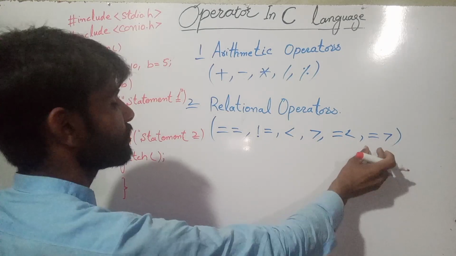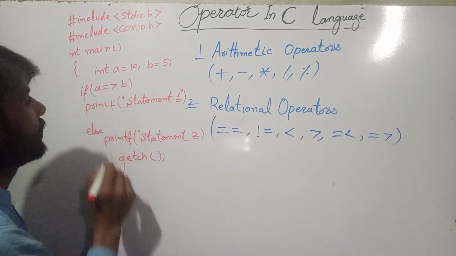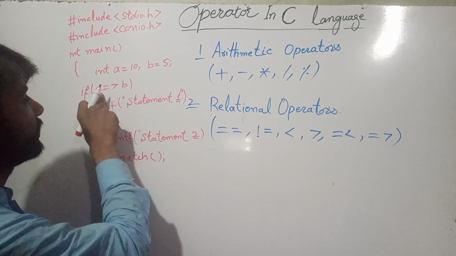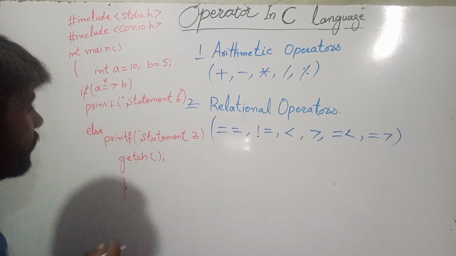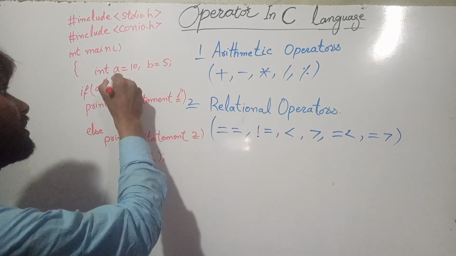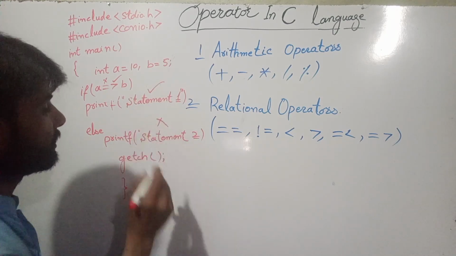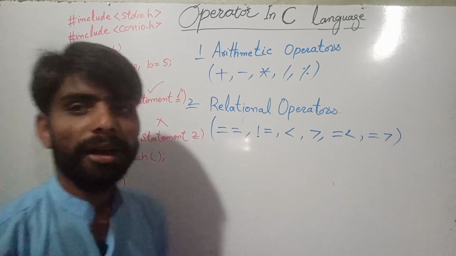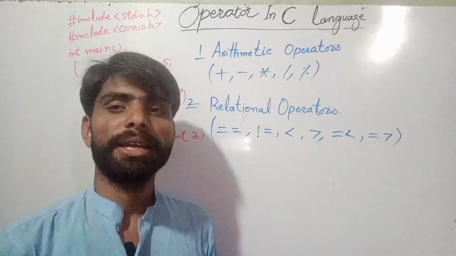And the last operator is equal or greater than. Equal or greater than also means two conditions. The first condition is that a is equal to b. This is wrong, right? And a is greater than b. This is true. So now this statement will be executed and this statement will be skipped. I hope you got it all about relational operators, how they work in C language.